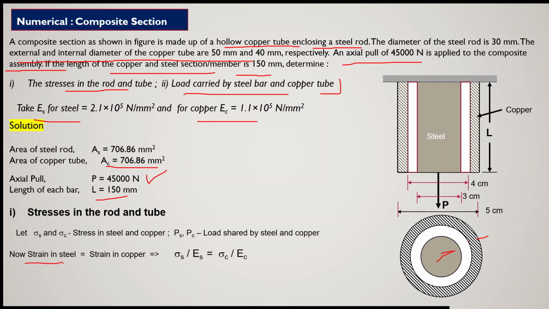For the composite section, the strain in one member will be equal to the strain in the other member. So here the strain in copper will be equal to the strain in steel. You can use the formula that strain is stress upon modulus of elasticity: sigma S upon E S is the strain in steel, sigma C upon E C is the strain in copper. By putting in the available data, we are able to calculate that sigma S is equal to 1.909 sigma C.